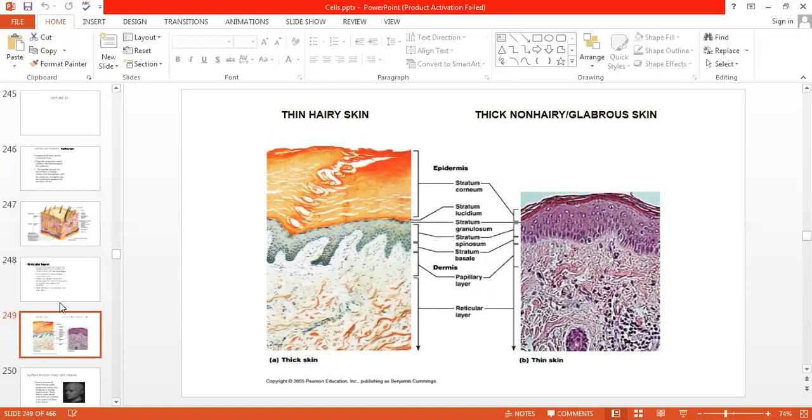Thin, hairy skin and thick, hairless skin. Histologically, we can differentiate between a thin layer and a thick layer, which is present in front of you. You can see the arrangement of different layers in thick and thin skin.